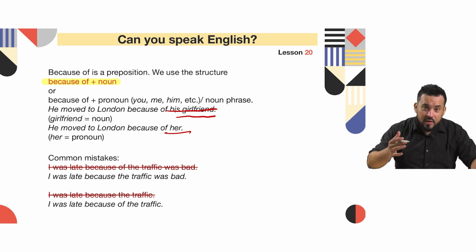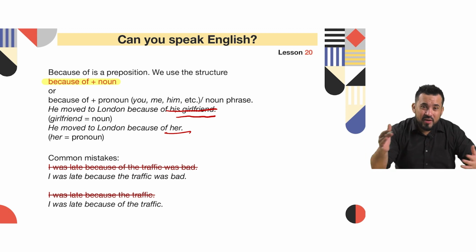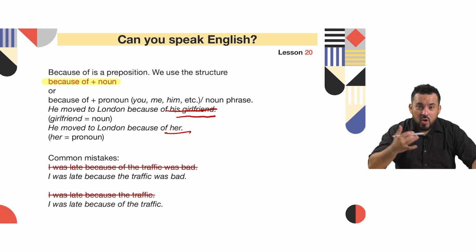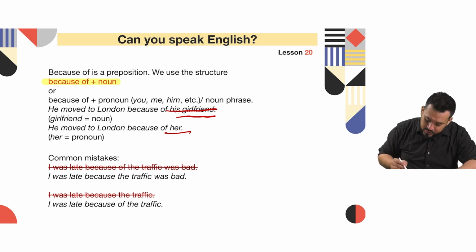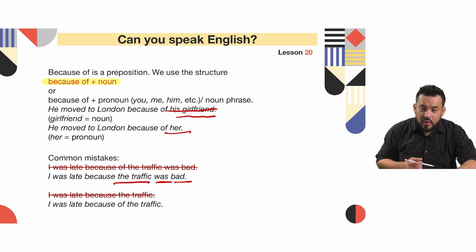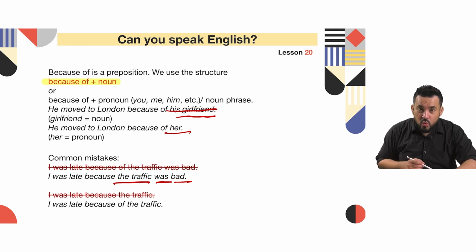All right, let's see common mistakes. I was late because of the traffic was bad? No. I was late because the traffic was bad. The traffic here is the subject, and was bad, the auxiliary and the verb. Or actually the auxiliary and the adjective, because this is not a verb sentence, this is an adjective, a noun sentence. So, I was late because the traffic was bad.